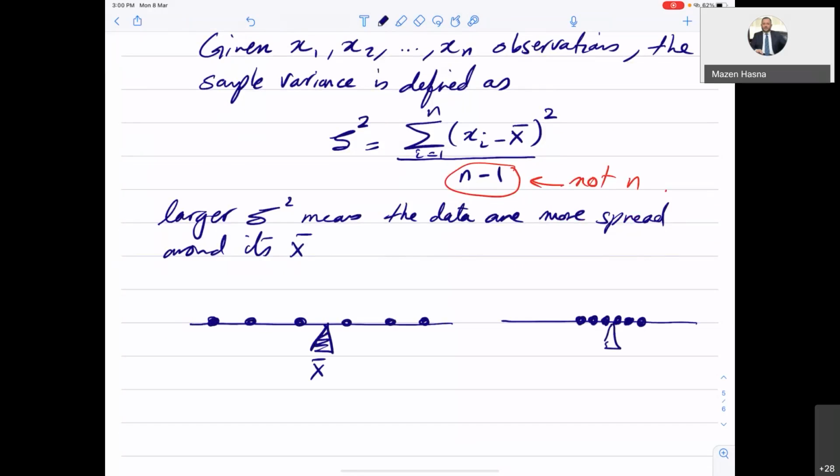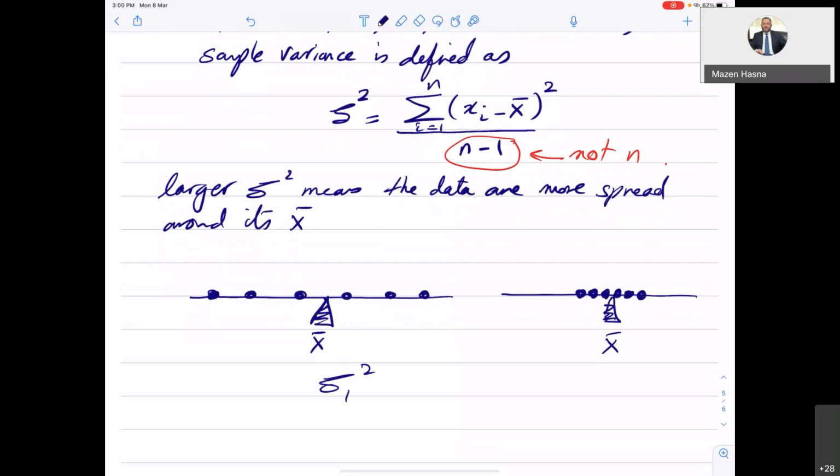And this is your x bar. Which one will have larger sample variance? So if here I have S1 squared, I have S2 squared, then the data on the left clearly has more spread. So if you calculate S1 squared, it will be greater than S2 squared. So the sample variance has to do with the spread of the data. It has nothing to do with the exact value of the data.